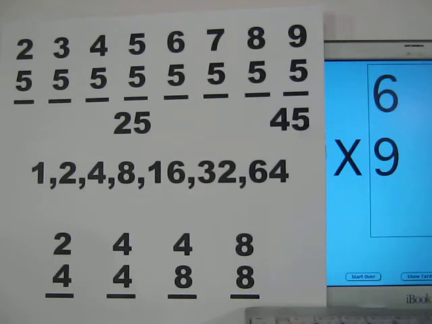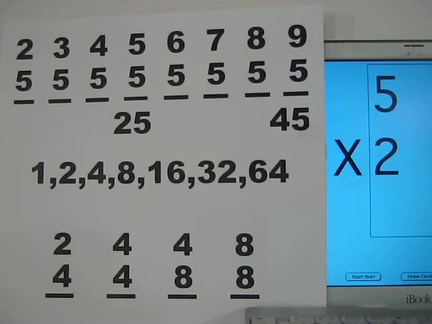6 times 9, sixth finger down, 54. 6 times 6 is 36. 7 times 8, consecutive numbers, 56. 0 times 0 is 0. 6 times 1 is 6. Consecutive numbers, 8 times 7, 56. 5 times 7, 35. 2 times 7 is 14. 8 times 1 is 8.